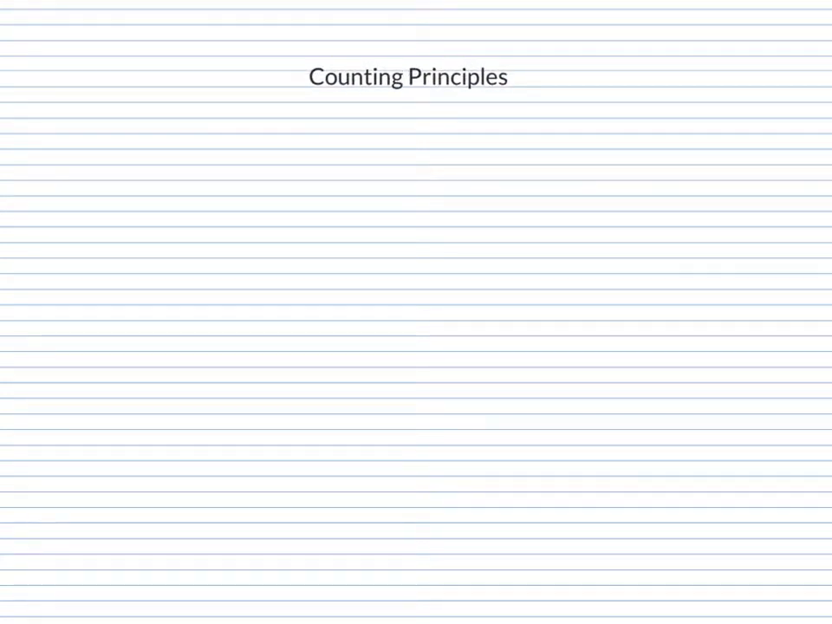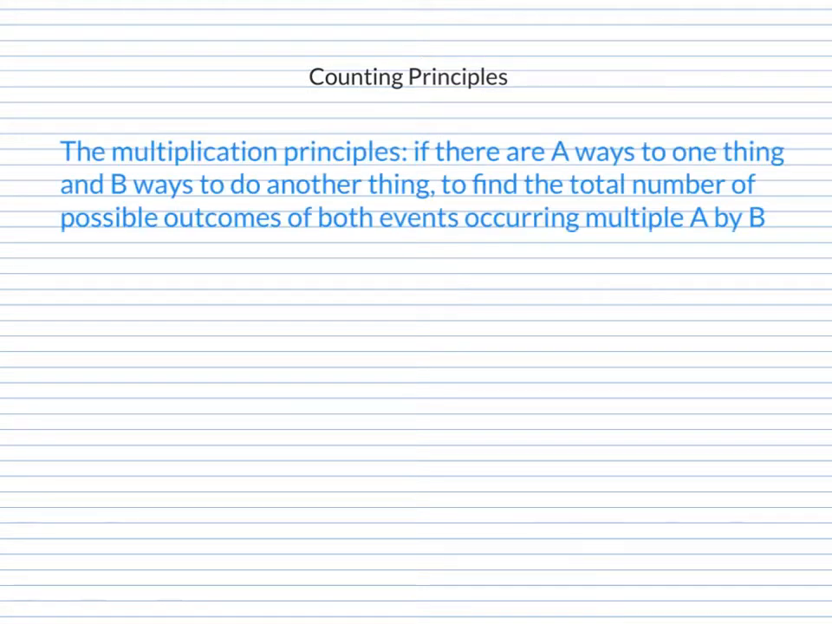Alright, so in this video, we're going to take a look at the different types of counting principles. A counting principle is an act to find the total number of outcomes of something occurring. So we're going to take a look at the 4 different counting principles that we will use in statistics.